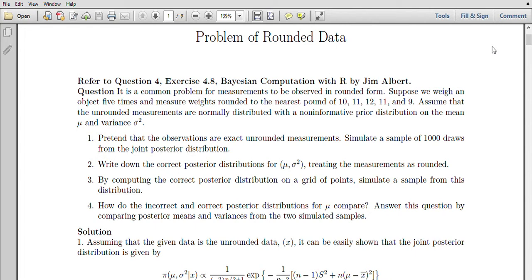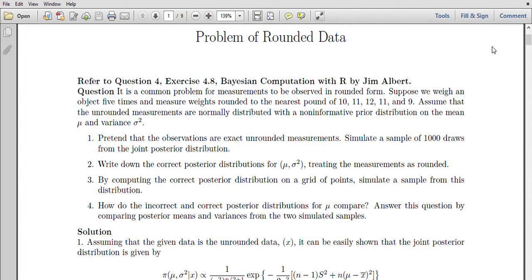The first question is: pretend that the observations are exact unrounded measurements and simulate a sample of 1000 rows from the joint posterior distribution. The second question is: write down the correct posterior distribution for mu, sigma square, treating the measurements as rounded. The third question is: by computing the correct posterior distribution on a grid of points, simulate a sample from this distribution. Lastly, how do the correct and incorrect posterior distributions for mu compare? Answer this by comparing posterior means and variances from the two simulated samples.